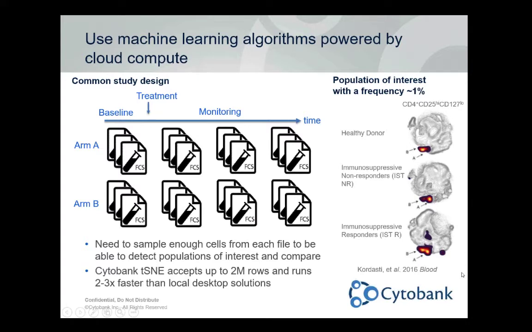And so this example here, we actually had a webinar a while back where Sharon Cordassi shared this study, and essentially their objective here is they were looking at a very small subset of interest. They were looking at Treg cell populations in their aplastic anemia patients, and they really needed to sample enough cells from each of their patients and their files to be able to detect this population of interest and compare it. And so Cytobank allowed them at least 2 million events per analysis. And it's going to run 2 to 3 times faster than any local desktop solution, which is going to give you time to do other things, to be at the bench if you need to, or analyze other data.